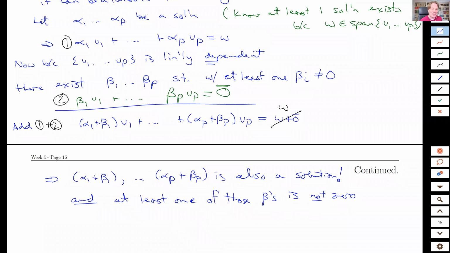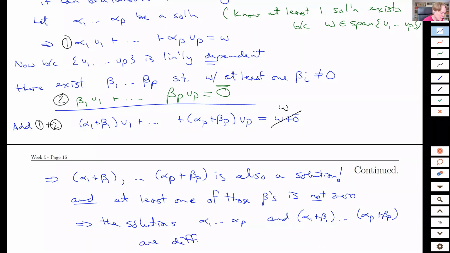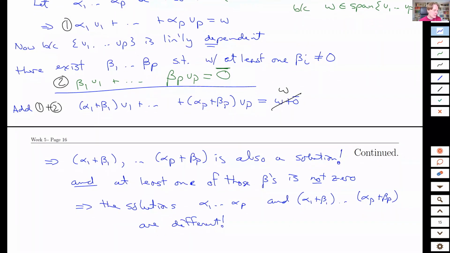And so that means, unlike last time where we kind of had two solutions, but they ended up being the same under the hood, this means the solutions alpha 1 to alpha P and alpha 1 plus beta 1 all the way out to alpha P plus beta P are different. They have some fundamental difference in them because I've added something non-zero to it. So we have two solutions. Okay, well, 2 is not infinity. There's a bit of a gap there, but let me just pause there.